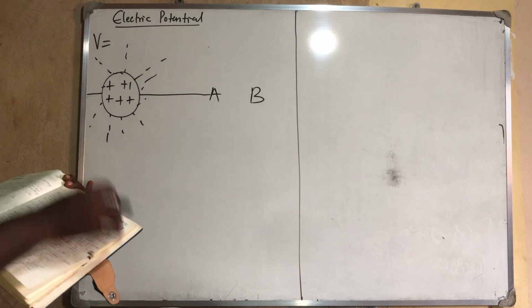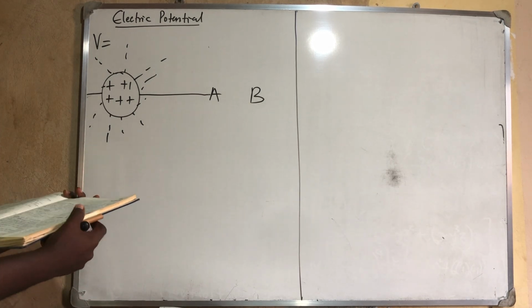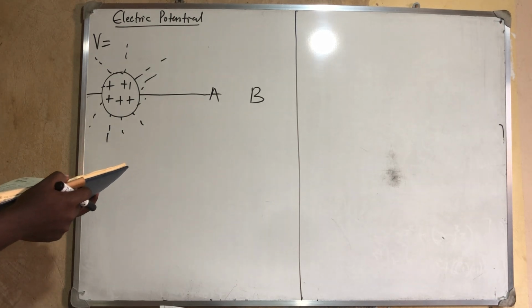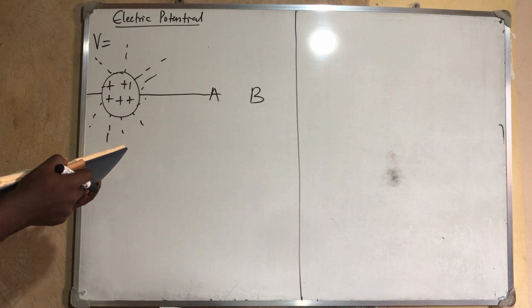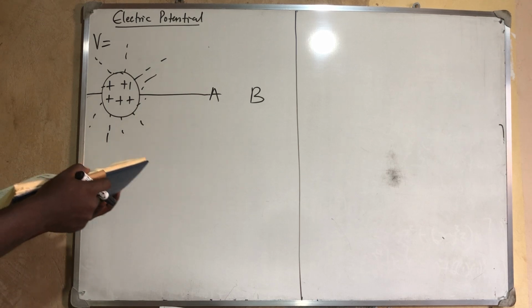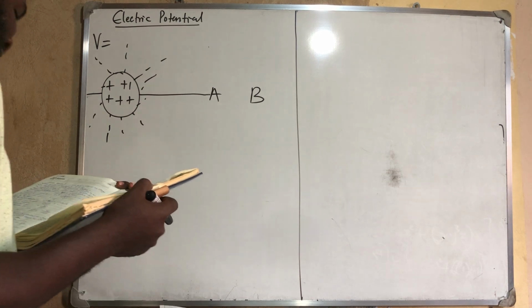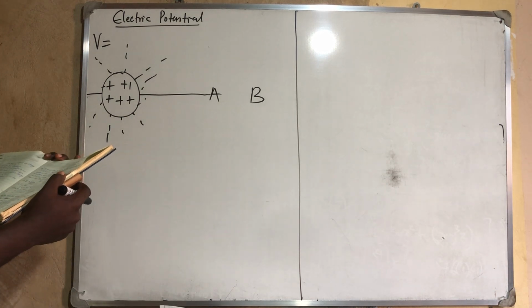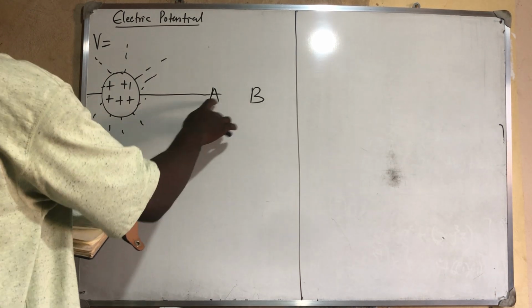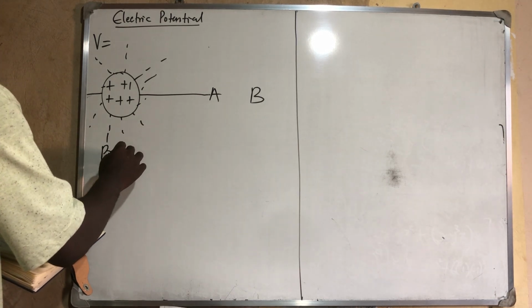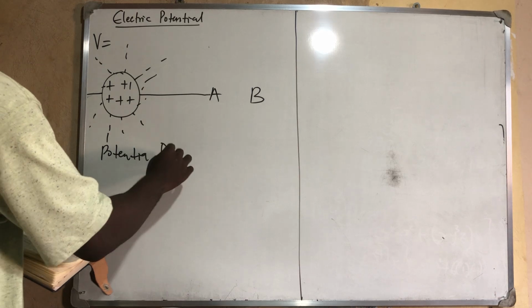The electric potential V at point A is higher than the electric potential at point B, since more work is done in bringing a unit positive charge from infinity to point A than to point B. Thus, there is a potential difference between point A and B. The potential difference is the exact work done in bringing the charge from point B to point A. So you now write potential difference.